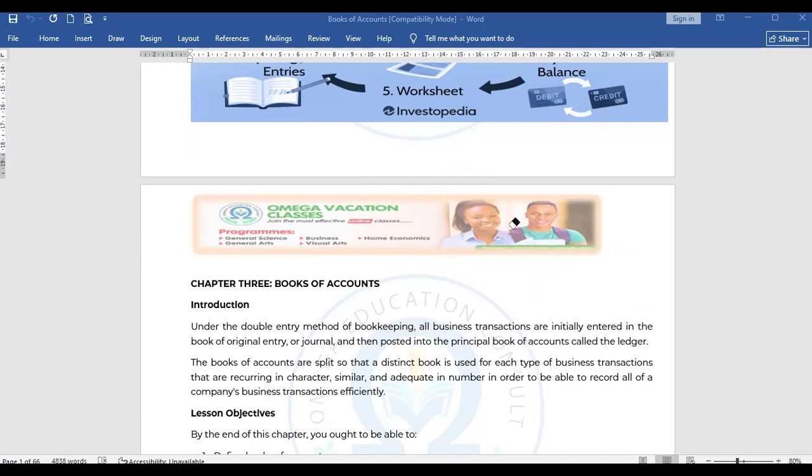Now, I would want this to be more relatable. Even in school as students, when your teachers give you notes, math, science, accounting, whatever, you have specific books you write these notes in. I'm sure each and every one of you has a math notebook, a science notebook, a financial accounting notebook. These are books where you record your notes. It is the same reality in accounting, that we have books where we record business transactions.